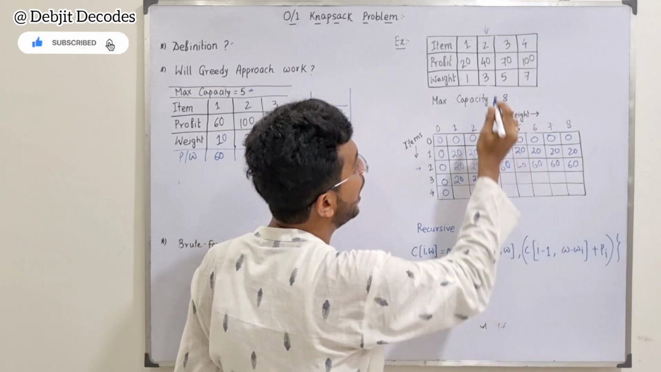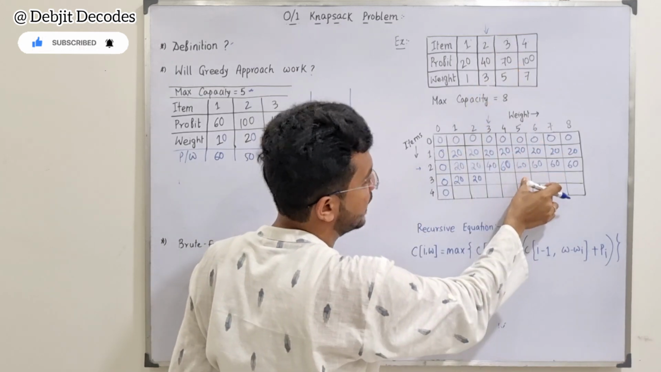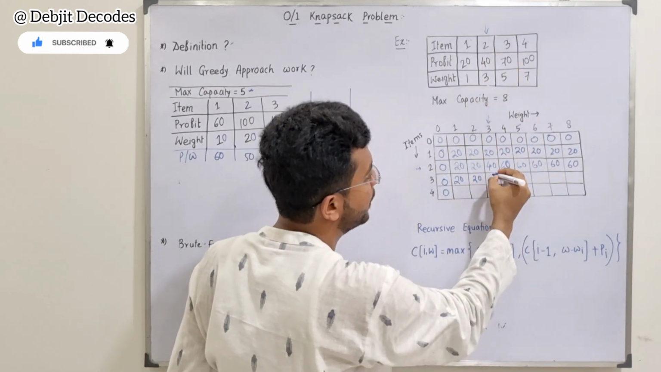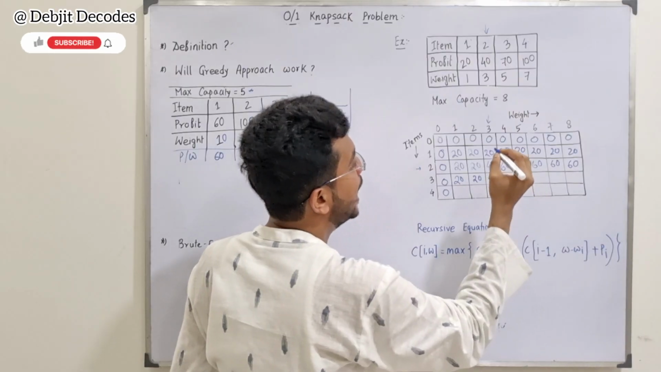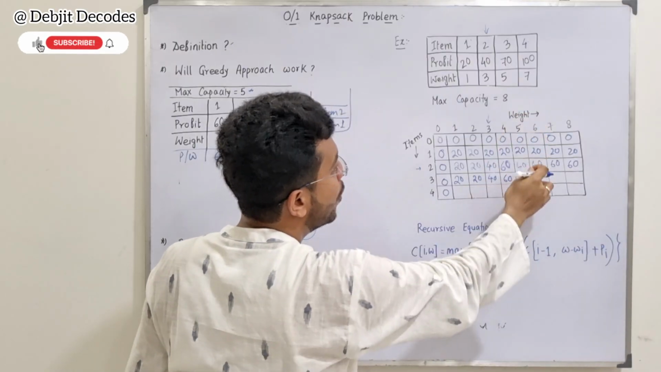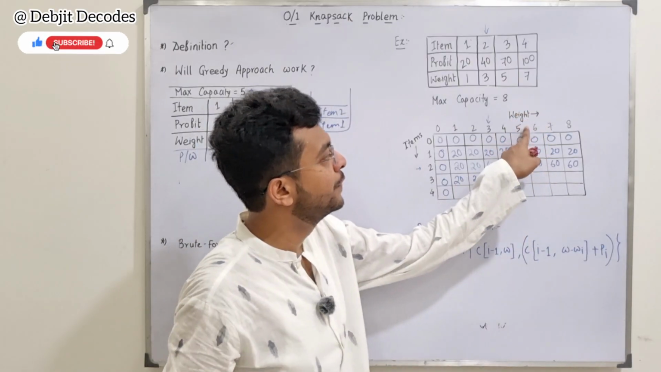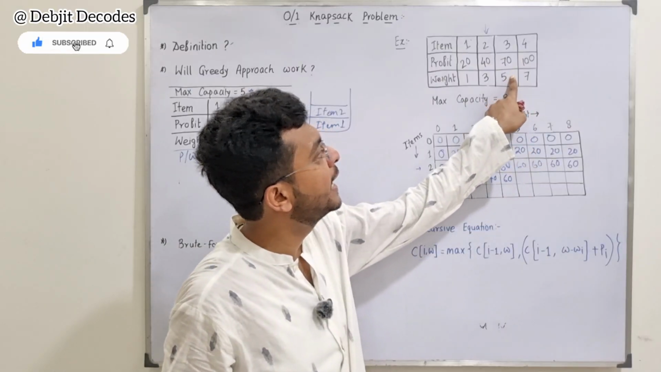It will be 20. So where can it sit? It can sit maybe here, but not before there. So you simply copy the values from the upper cell. Now if you check, when the max capacity becomes 5, then it can sit, because the weight of the third item is 5.